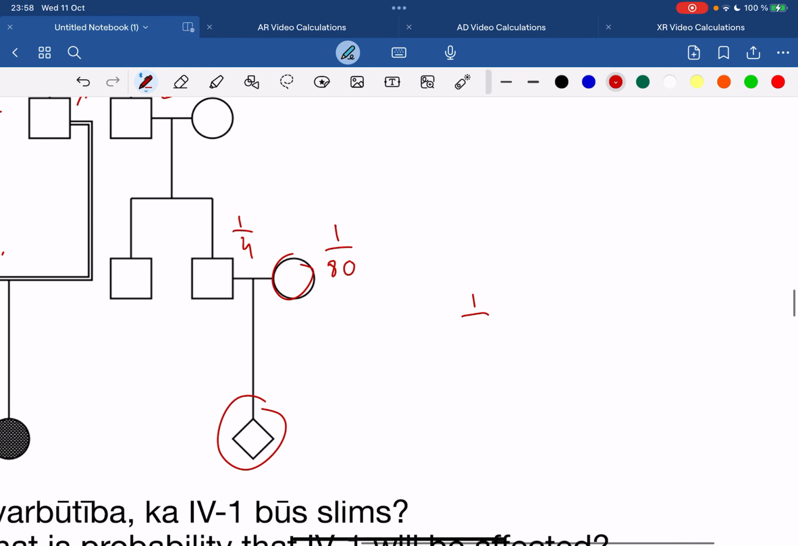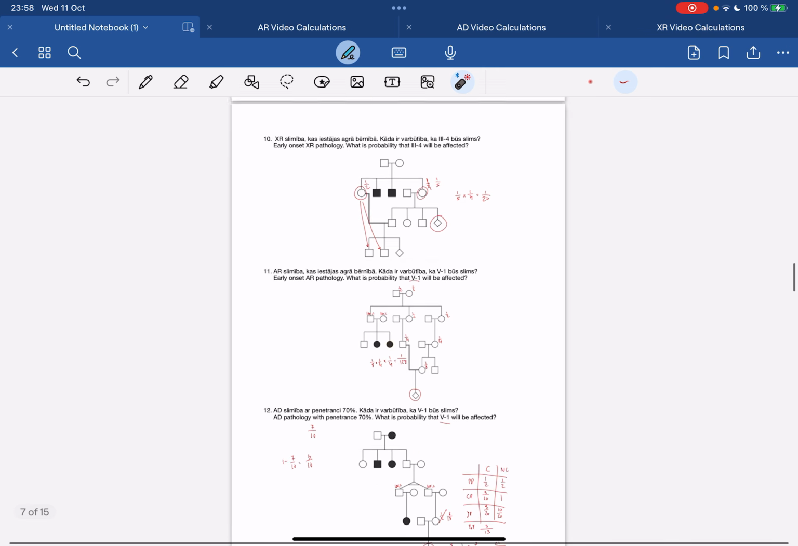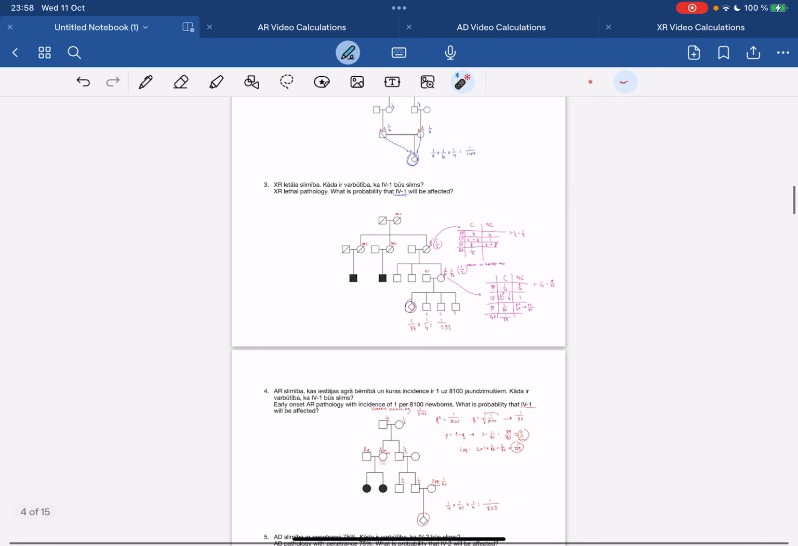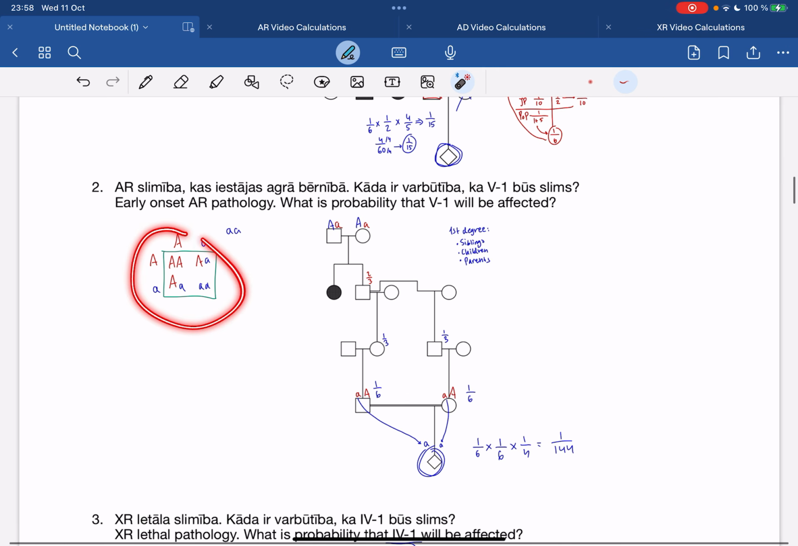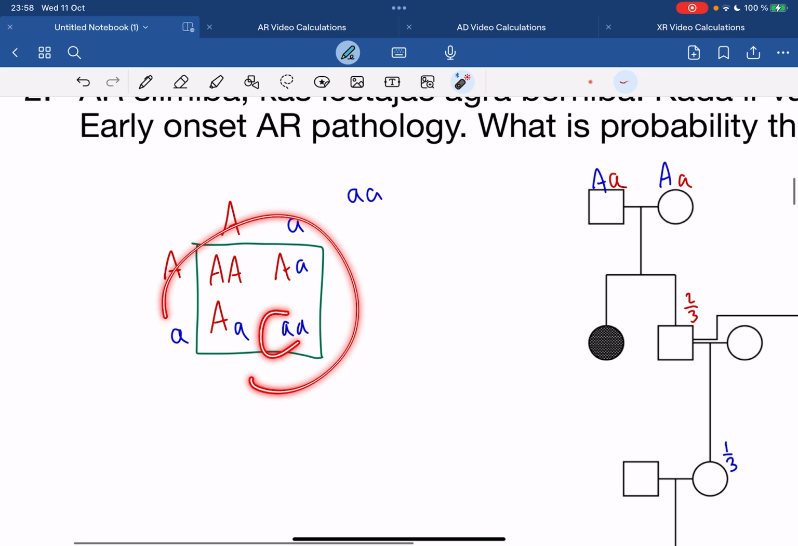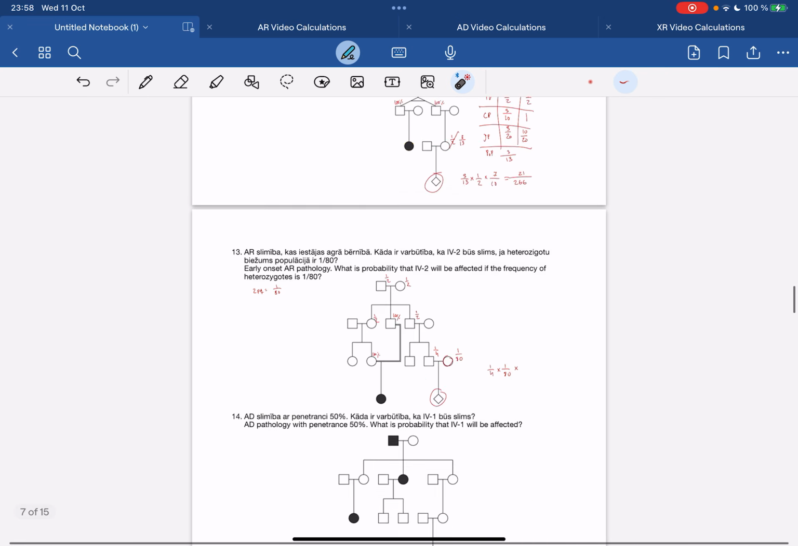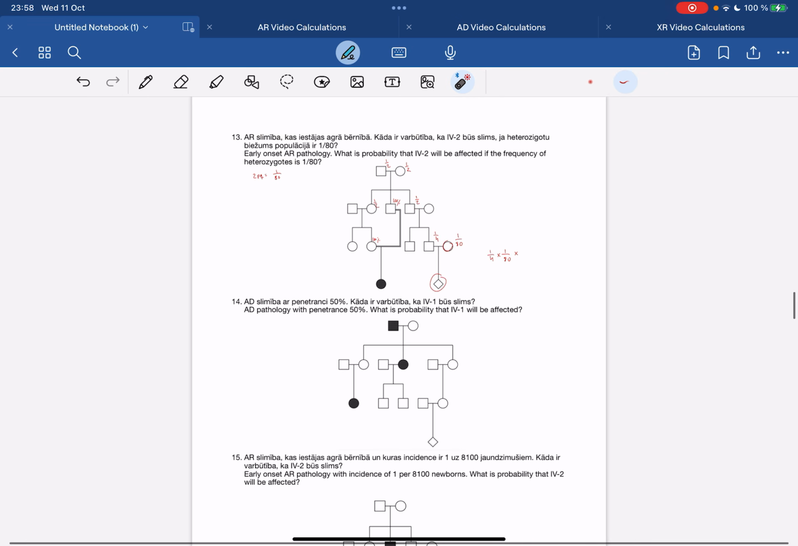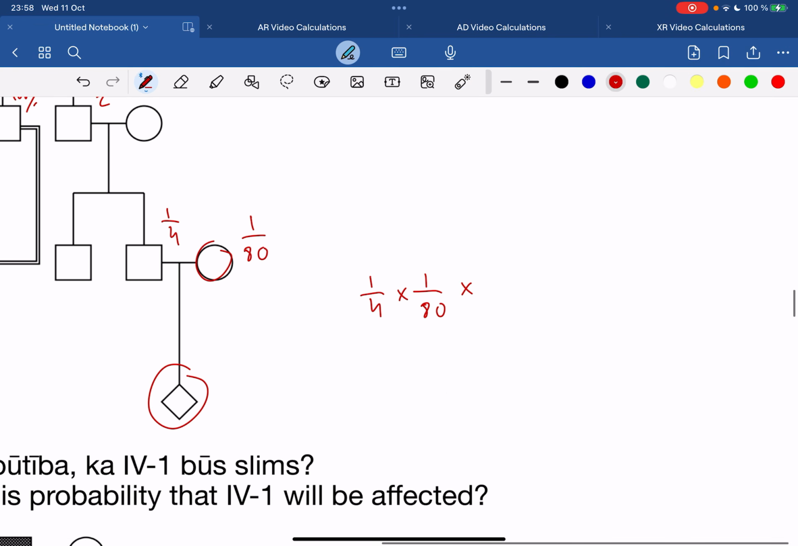So you take 1/4 times 1 over 80 times the chance for this child to be affected. Because it's autosomal recessive, we're dealing with this Punnett square right here. It's 1 out of 4. So let's go down. That is 1 out of 4, and it will be equal to 1 in 1,280.